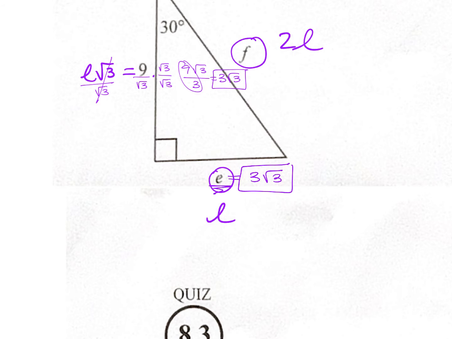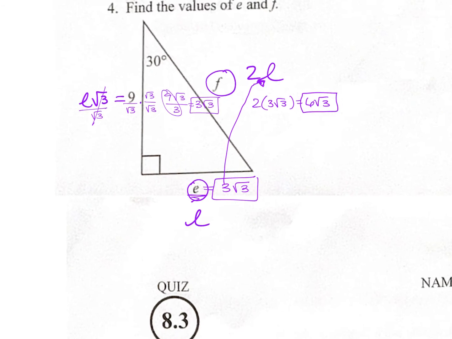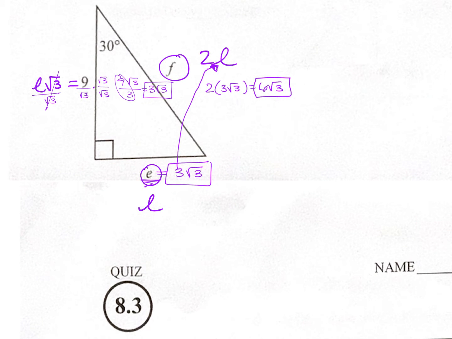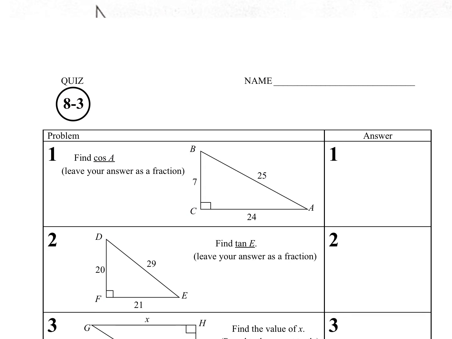So if that is 3 rad 3, what is F? Double it, right? Plug this in right up here. So 2 times 3 rad 3 is 6 rad 3. Just double your 3 rad 3. Okay? Questions on that? Okay. So, blank version, we'll walk through it and get all the answers together.